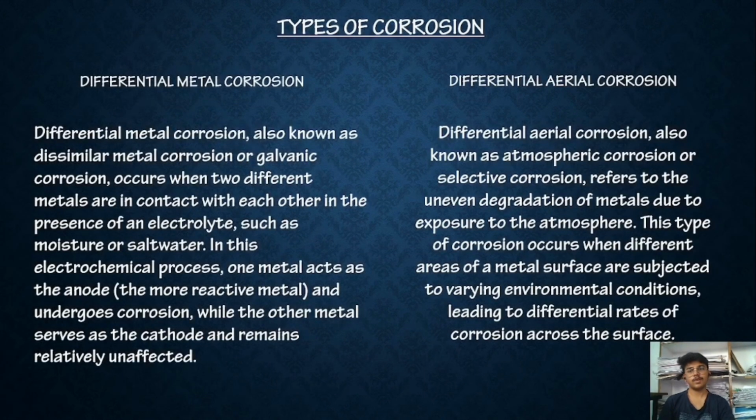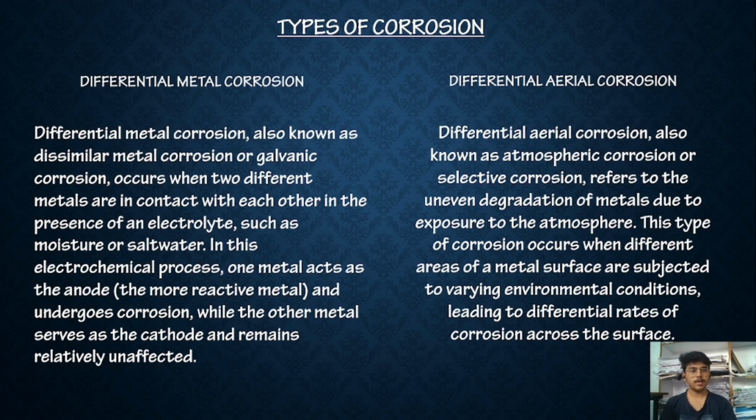Moving on to types of corrosion. Differential metal corrosion. Differential metal corrosion, also known as dissimilar metal corrosion or galvanic corrosion, occurs when two different metals are in contact with each other in the presence of an electrolyte, such as moisture or salt water. In this electrochemical process, one metal acts as the anode, that is, the more reactive metal, and undergoes corrosion, while the other metal serves as the cathode and remains relatively unaffected.